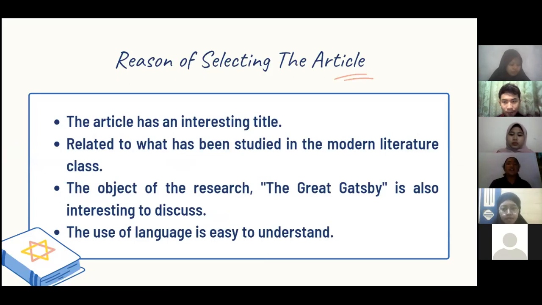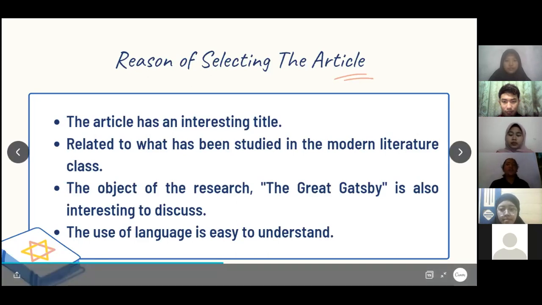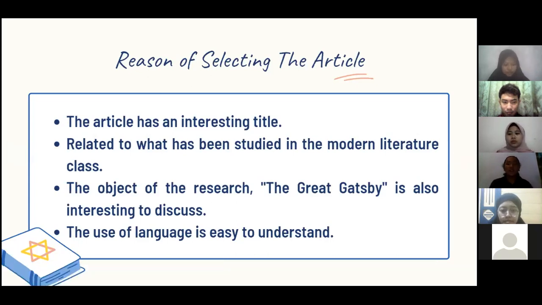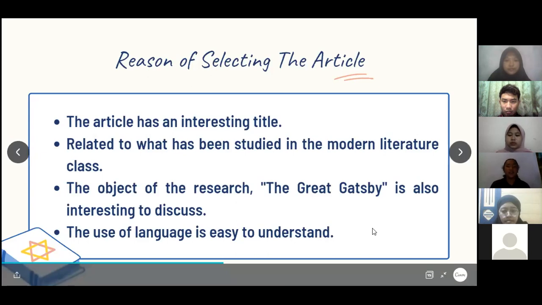If we look at the title, we can see that the focus of the researcher is the American Dream in the main character, whose name is J. Gatsby. The second point is related to what has been studied in the modern literature class. In modern literature, we learn about the American Dream, the definition of American Dream, examples of American Dream in the Great Gatsby novel, and how people reach the American Dream. It got our group interested in discussing this article.